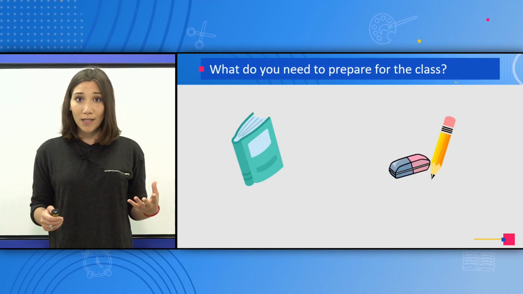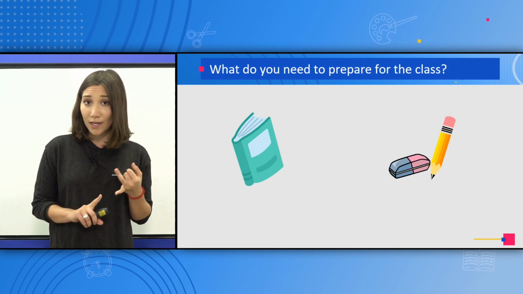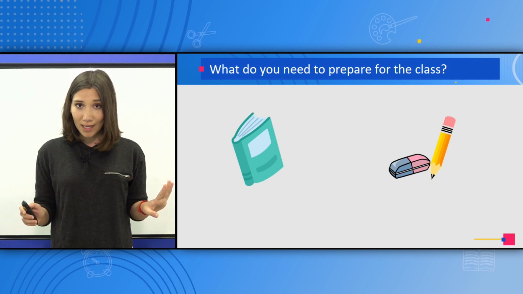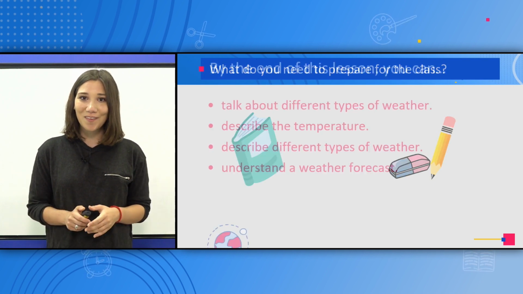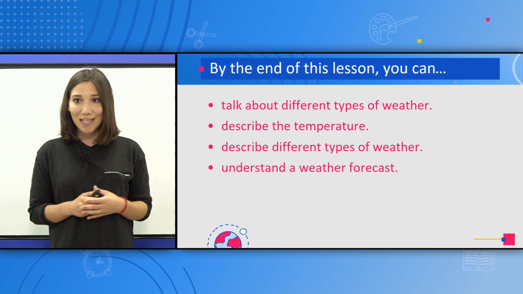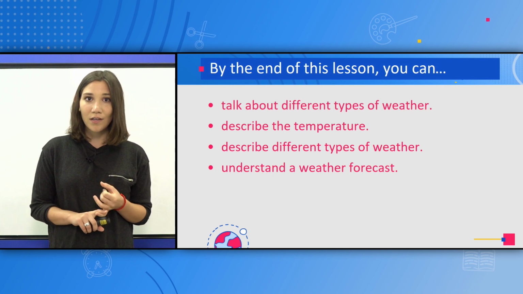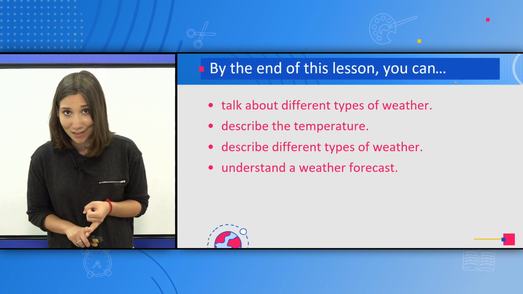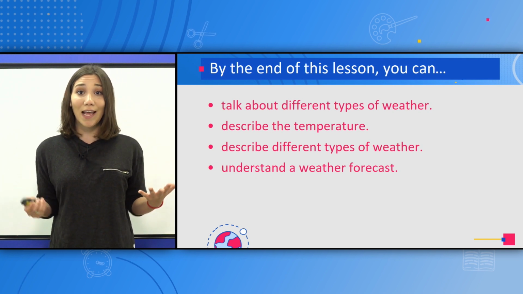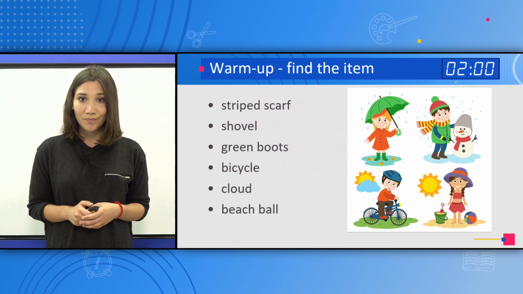Now, before we get going, make sure you have a piece of paper or your English notebook and a pencil. I'm sure you all came to class prepared, so let's get going. By the end of the lesson today, you can talk about different types of weather, you can describe the temperature, you can describe different types of weather, and you can understand a weather forecast.